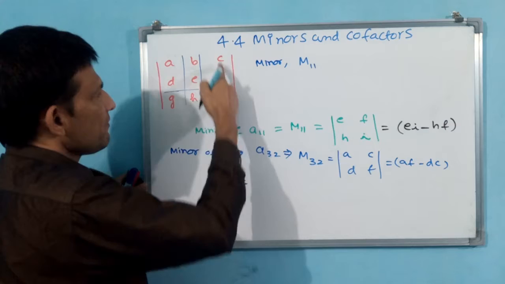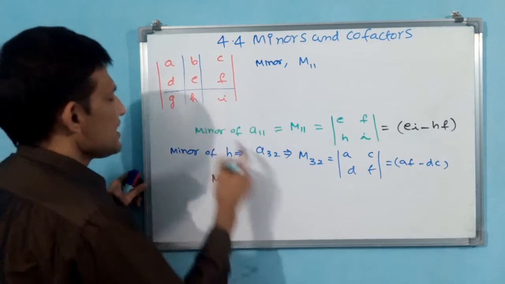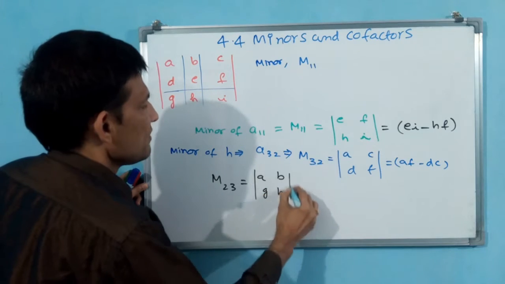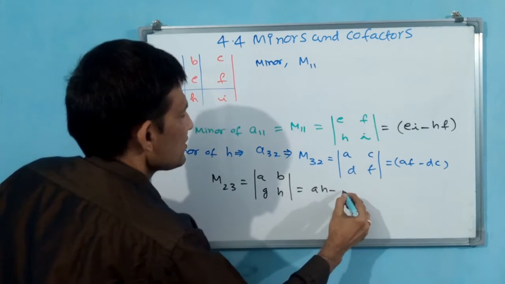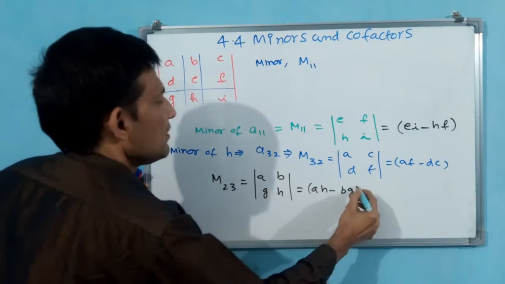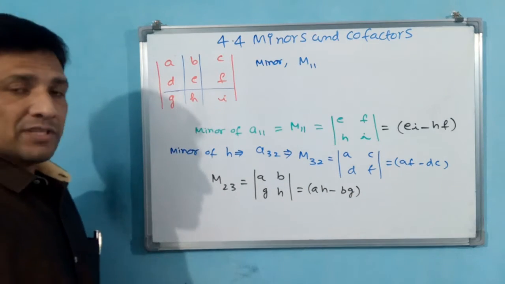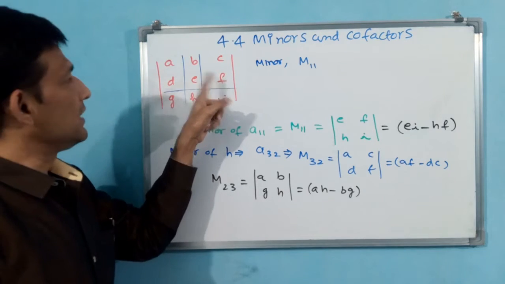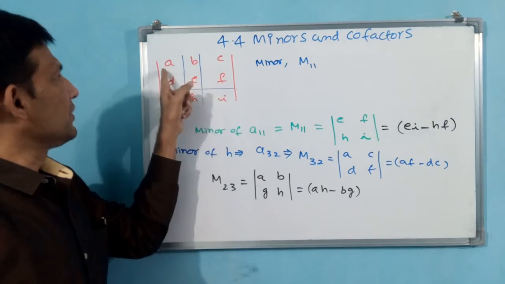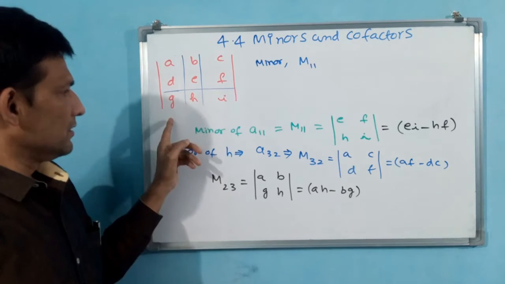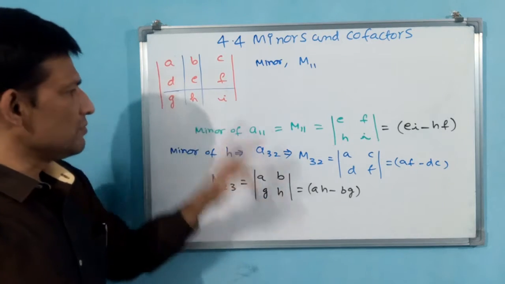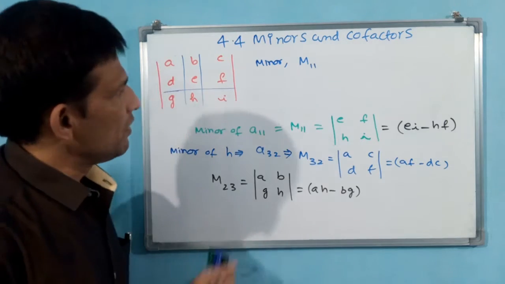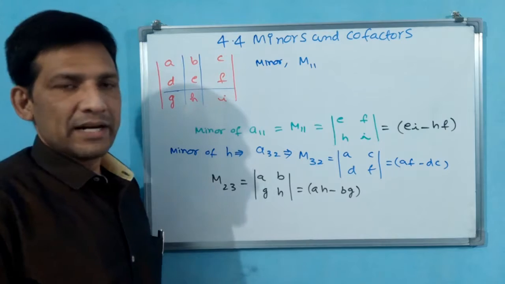For F, we close the F row and F column. Then A, B, G, H will be left. That is equal to AH minus BG. This will be the minor of F. M23 means F, second row, third column. A, B, G, H: AH minus GB, or BG or GB. This is the minor. Minors, what they are and all, we understand now.